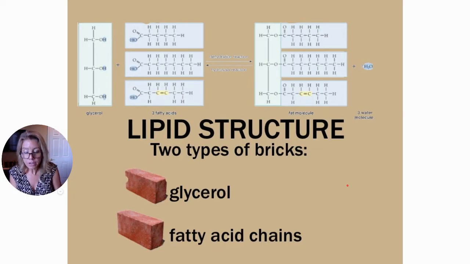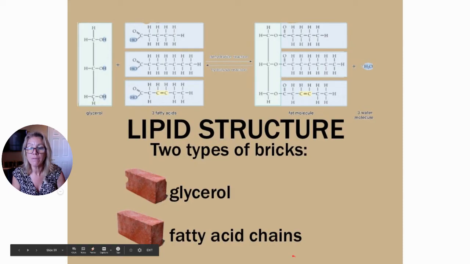So if you look at your notes where it says triglycerides, tri, because you have three fatty acid chains, I told you glycerol is three carbons. The fatty acid chain is 16 to 18 carbons in a chain. And in your group shared notes, I put pictures in there already for you. So you would have those, but feel free to add in more.